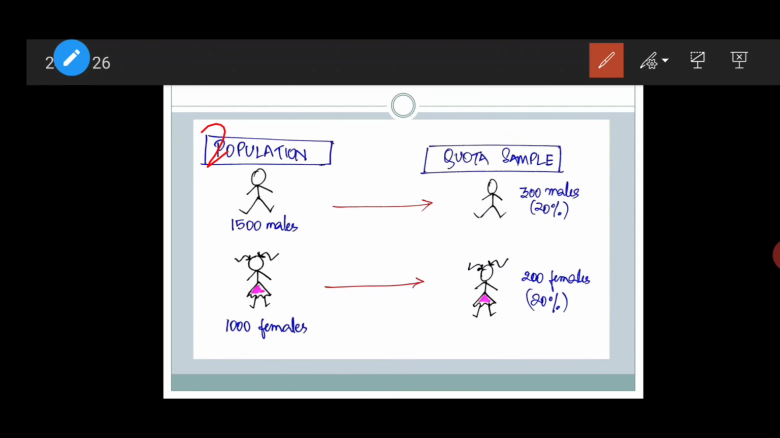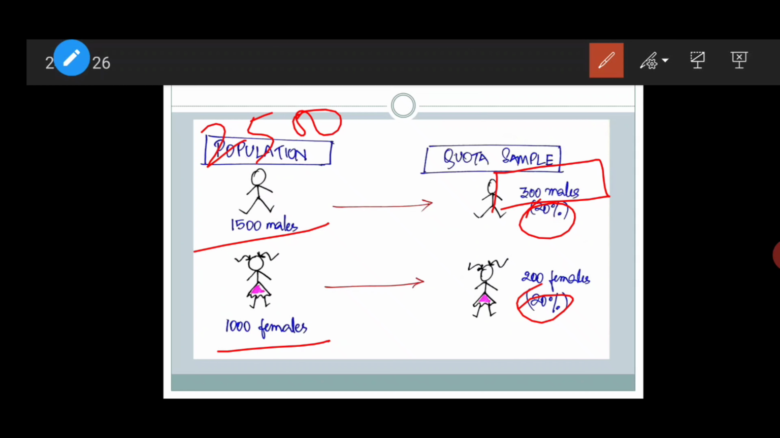So this is the population of 2,500, out of which 1,500 male and 1,000 female. So the quota sampling, what is the quota? The quota is 20% male and 20% female, right? So based on that criteria, 300 males are to be interviewed and 200 females are to be interviewed.